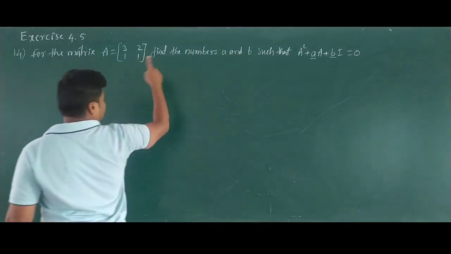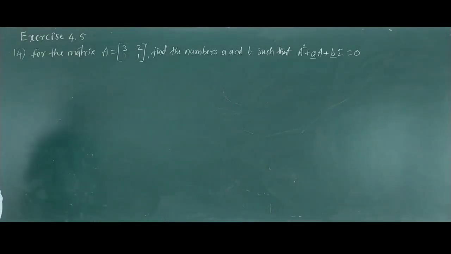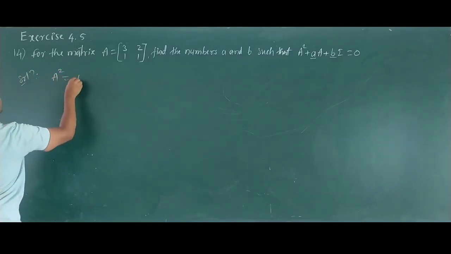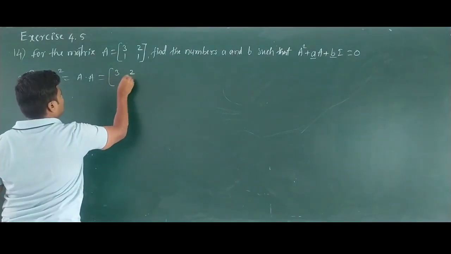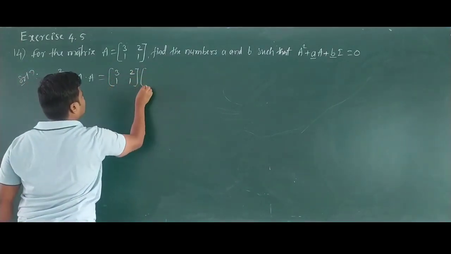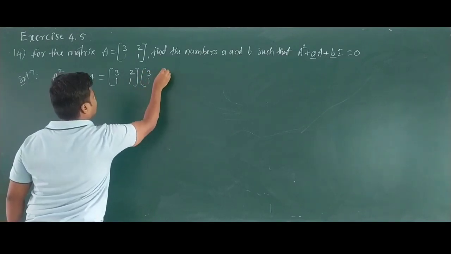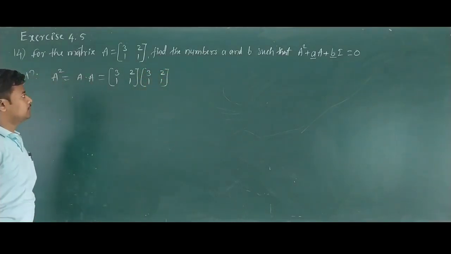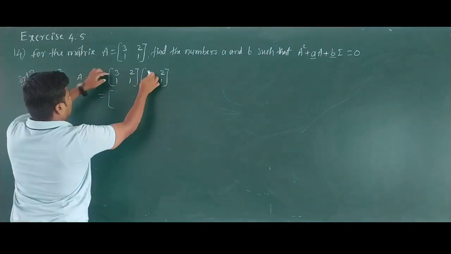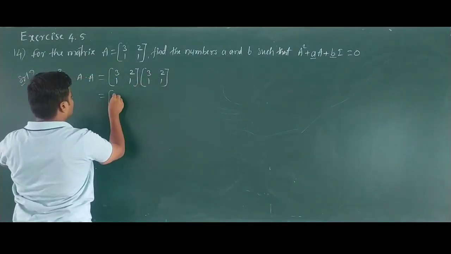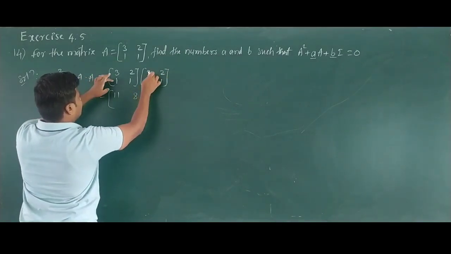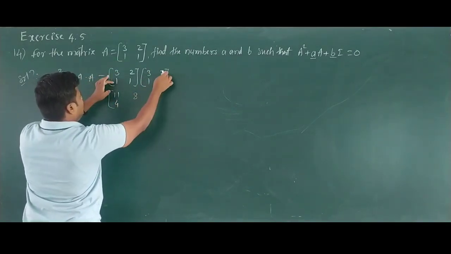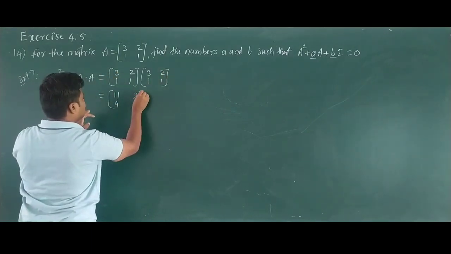Solution. First, A square equals what? A into A, that is 3 2 1 1 multiplied by 3 2 1 1. 9 plus 2 is 11, 6 plus 2 is 8, 3 plus 1 is 4, 2 plus 1 is 3. This is our A square.